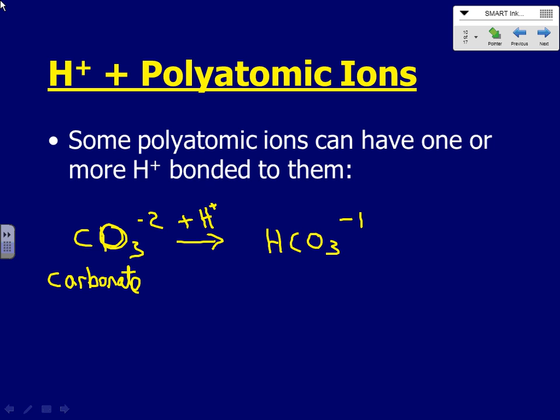So notice when we add an H plus to our negative oxyanions, the charge gets smaller, negatively smaller, by 1, because it's canceling out one of the charges. Does that make sense? Okay.